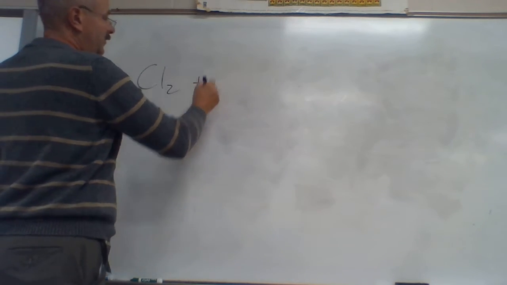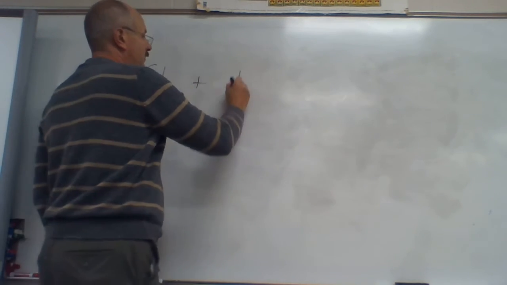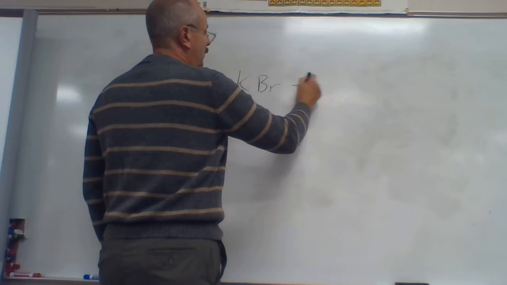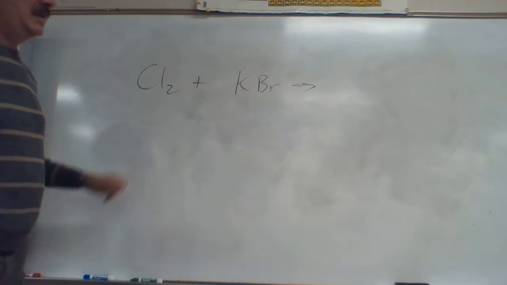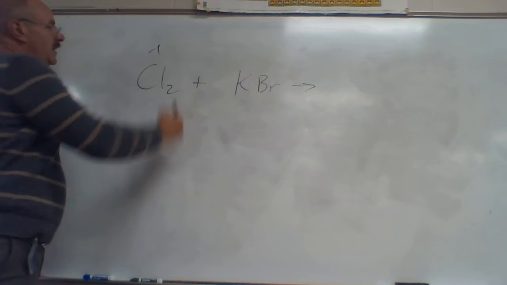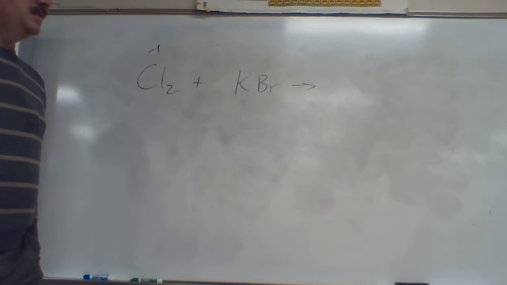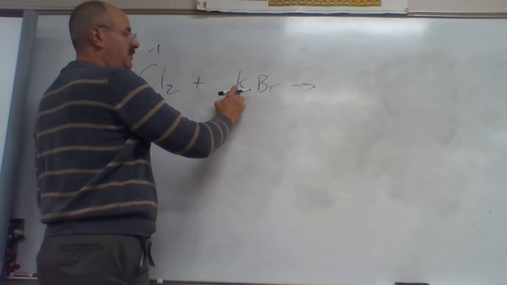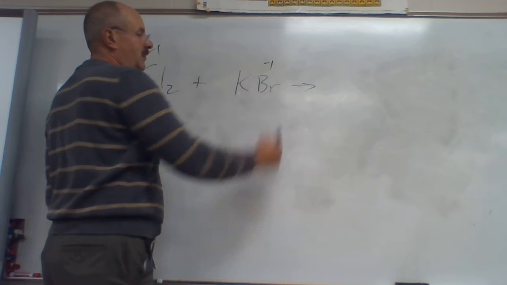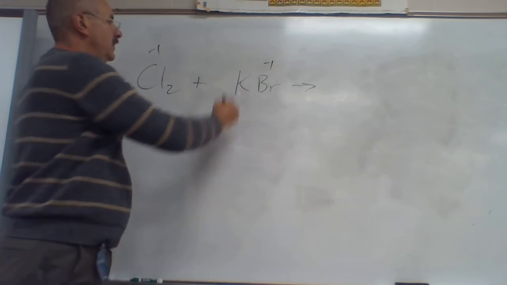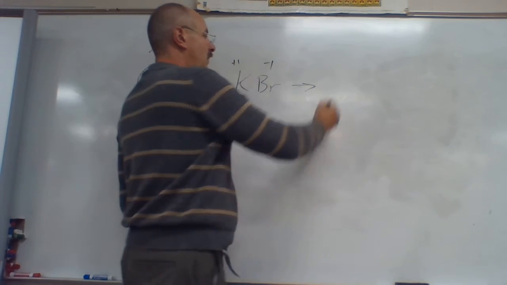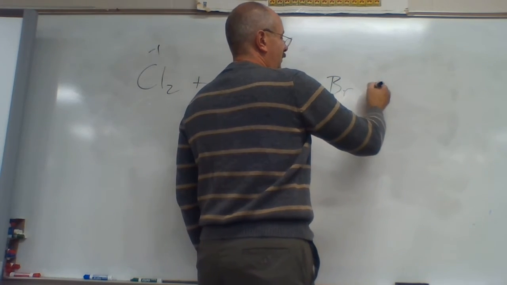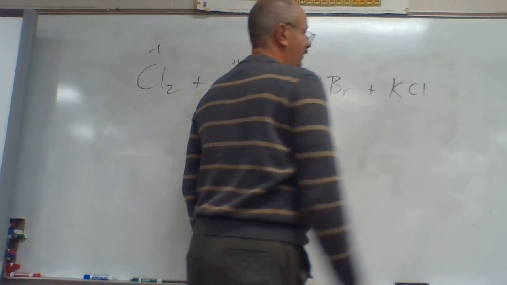All right, next one we got Cl2 plus KBr. All right, so we look at this guy that's all by himself and go, what charge would he have? He'd be a negative. So if he's a negative, that means he's going to kick off the negative piece of KBr. Remember, positive is first, negative is second. So there's my negative guy. All right, this guy would be the positive. So the Br is going to get kicked off, and then the K is going to join up with Cl.